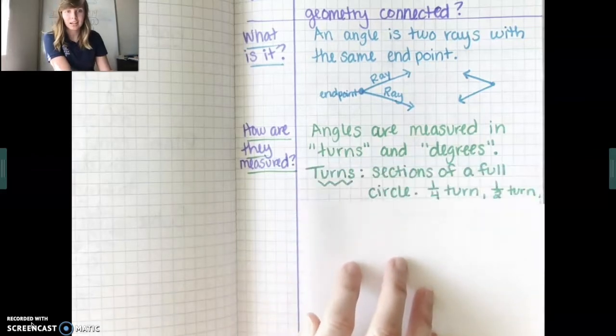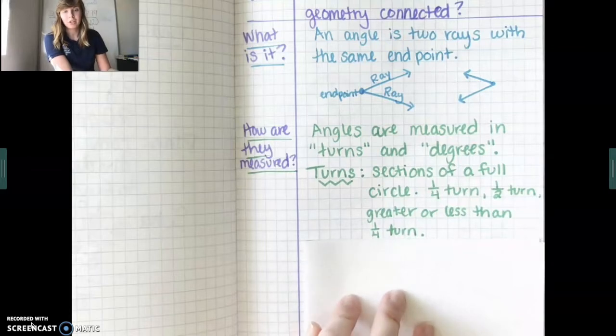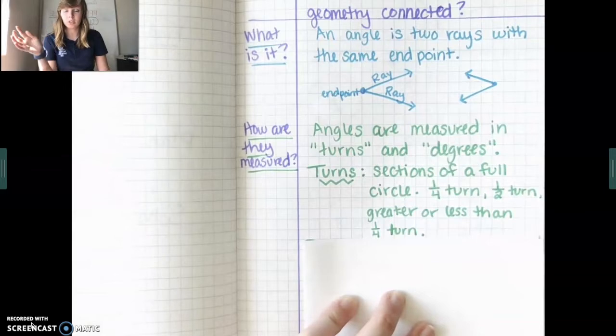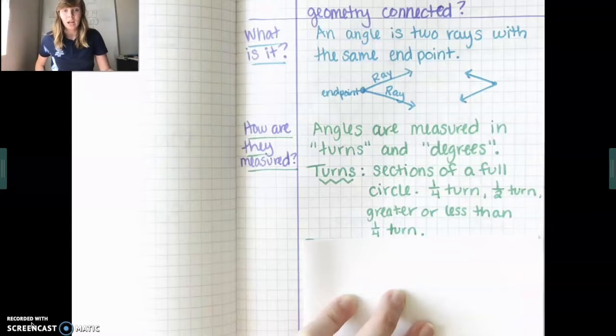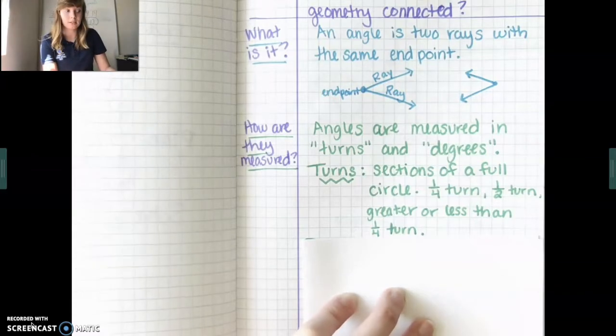So, turns are sections of a full circle. A way that you'll see the angle measured when I'm talking about turns is a quarter turn. So it's a quarter of a circle, as if you have a cookie and you cut 1/4 out of it. Think about fractions. A half turn, that means half of it is cut, right? So the angle is showing half of the circle. And then greater or less than a quarter turn. So those are the terms that you'll hear us use in 4th grade, but more likely you'll be hearing degrees later. We'll dip more into the turns later on.